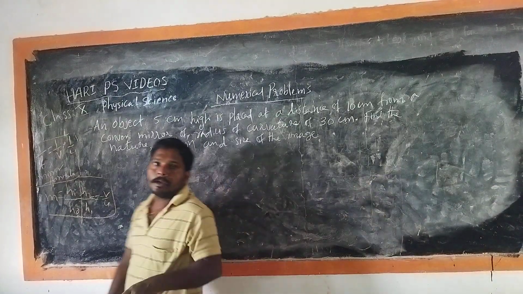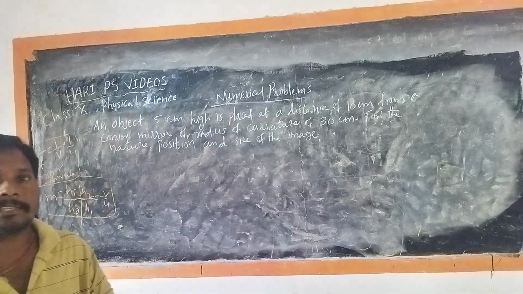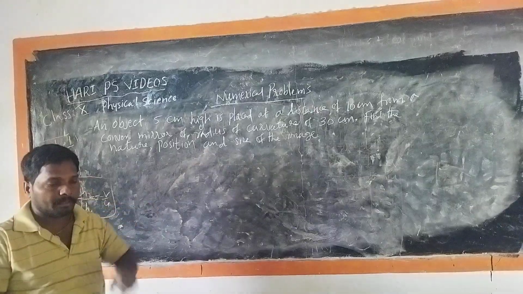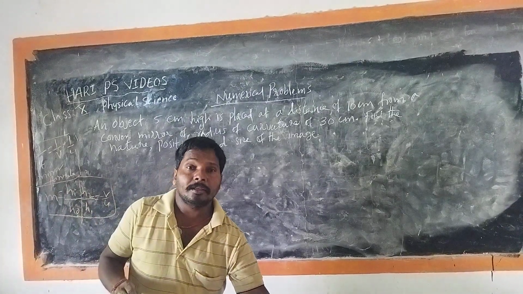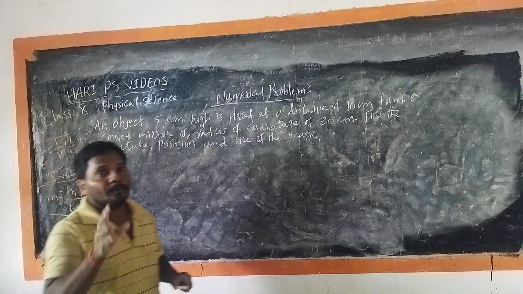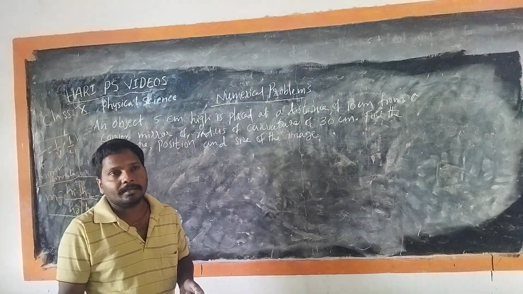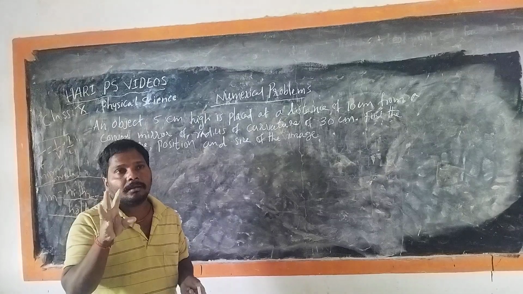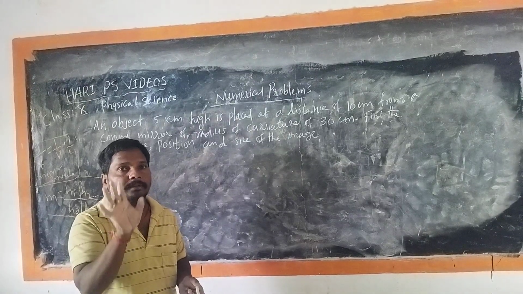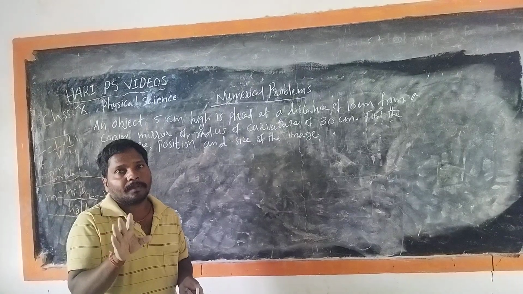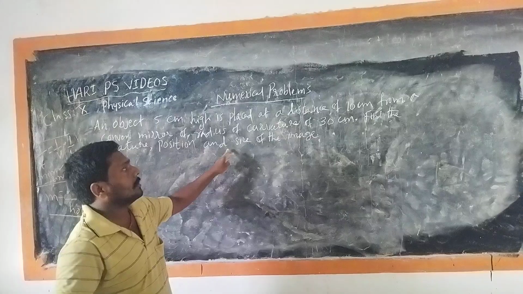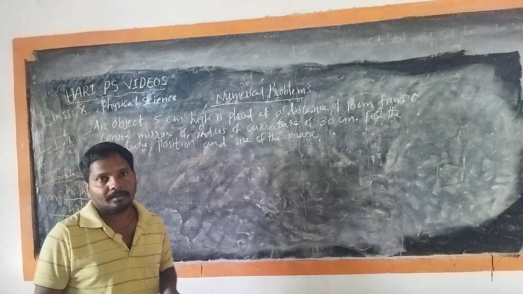Now, numerical problems regarding convex mirror. The previous three problems were regarding the concave mirror. Keep in mind, a concave mirror is also called a converging mirror, because all the reflected rays are converged at a point. So the concave mirror is also called a converging mirror, and the convex mirror is called a diverging mirror.